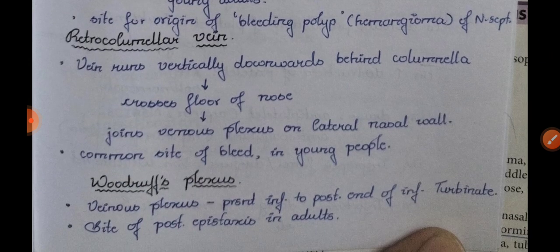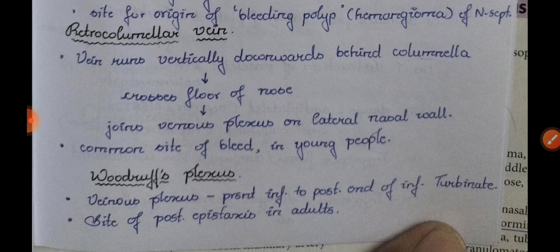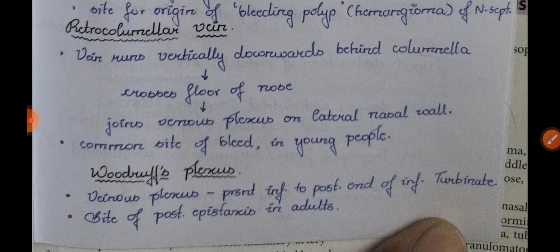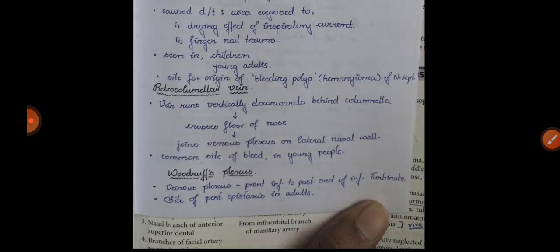Next is the retrocolumellar vein. The vein runs vertically downwards behind the columella, crosses the floor of the nose, and joins the venous plexus on the lateral wall. It is a common site of bleeding in young people. Woodruff's plexus is a venous plexus present behind Kiesselbach's plexus, at the posterior end. It is a venous plexus present inferior to the posterior end of the inferior turbinate, the site of posterior epistaxis in adults. Anterior epistaxis is by Kiesselbach's plexus. Posterior is by Woodruff's plexus.